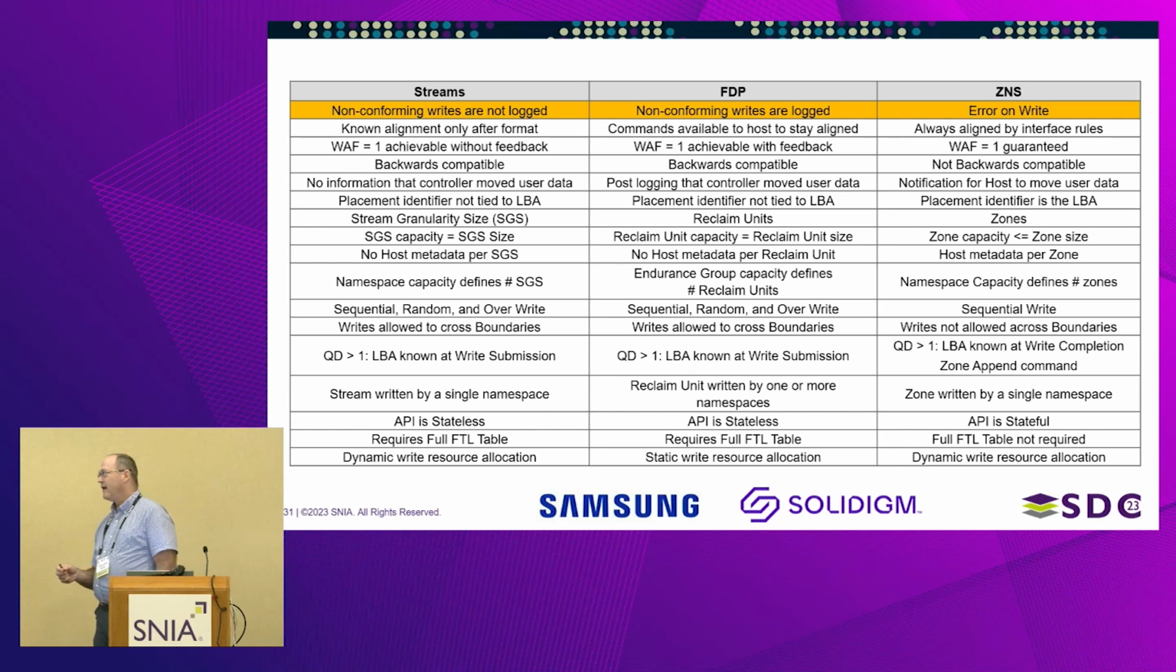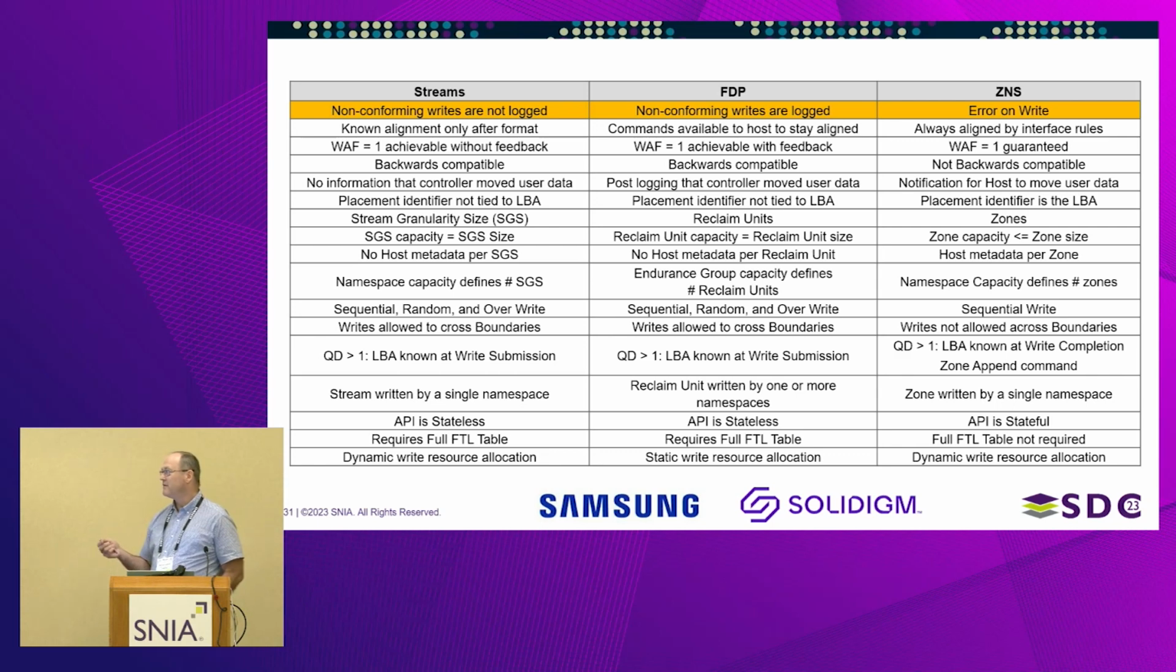Okay? FDP is halfway in between. It says, I'm going to give you streams, but I'm going to give you feedback. Okay? And I'm going to allow you to write across the zone boundaries if you want to. You're managing it. I'll automatically update the pointers to the next one, because the host has to in ZNS. If you want to move across boundaries, you have to change the zone number that you're writing to. Just like ZNS, there are only so many open things that we could write to, which is the reclaim unit handles. So there's a balance there between the two.